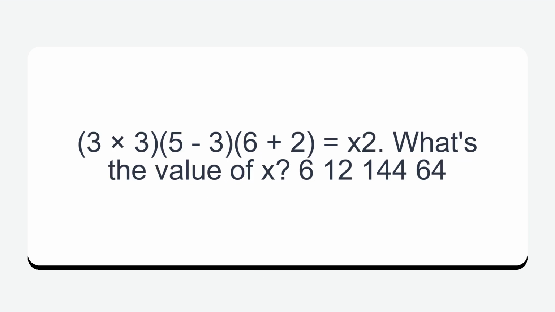3 times 3 to the 3, 6 plus 2 equals x squared. What's the value of x? 6, 12, 144, 64.